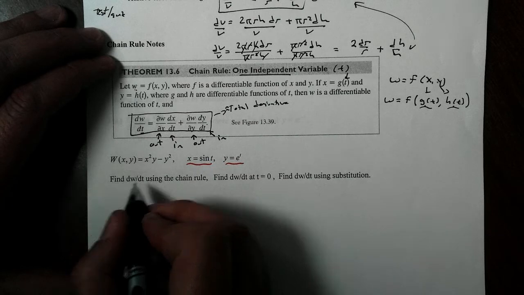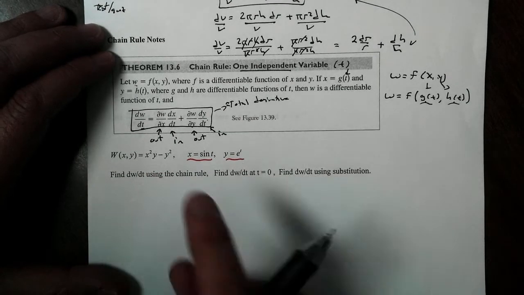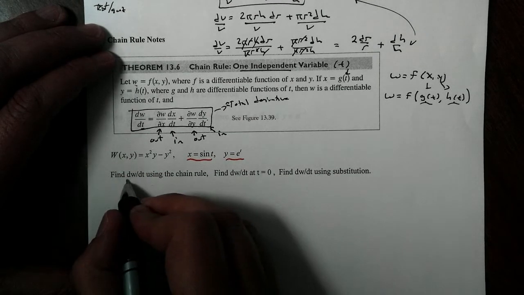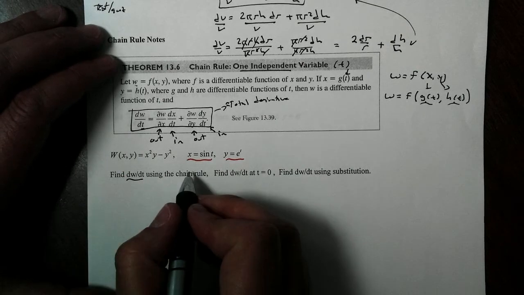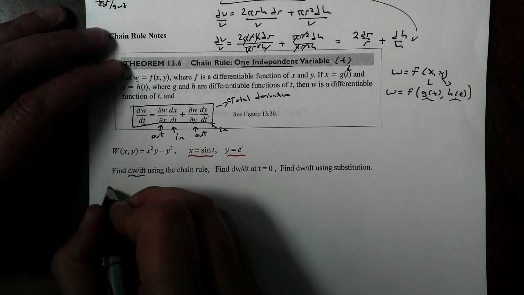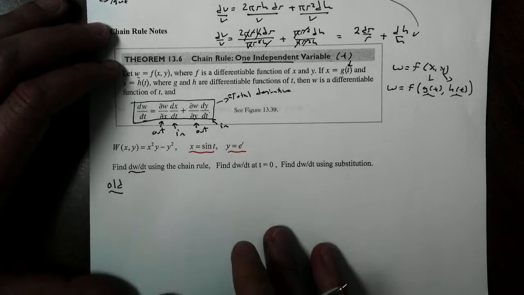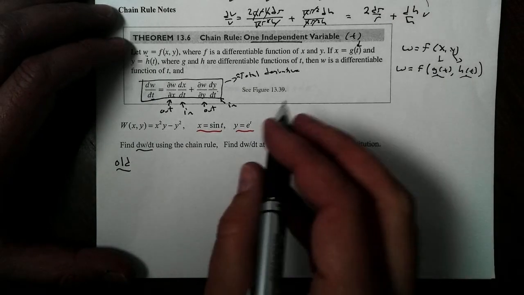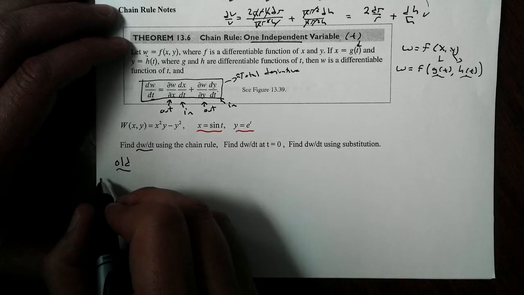Now, if I were to take the derivative, there are two ways I can find the derivative. We want to find dw/dt using the chain rule. There are actually two ways you can do this. One is the old way that we kind of learned in algebra 2, in calculus, where I can replace them.